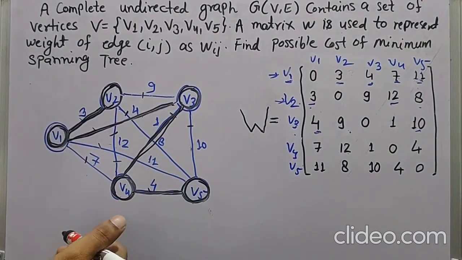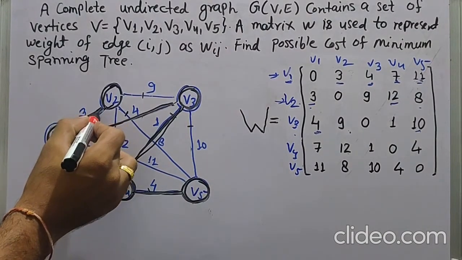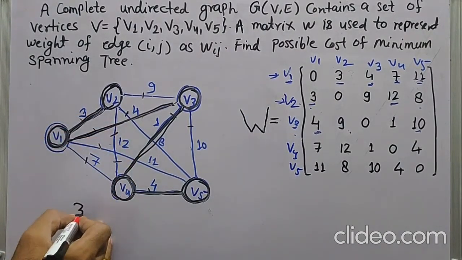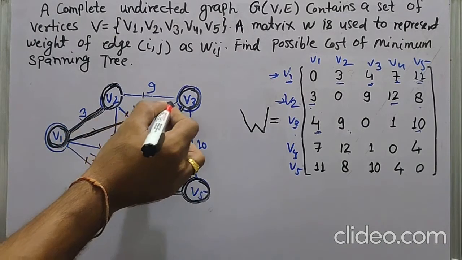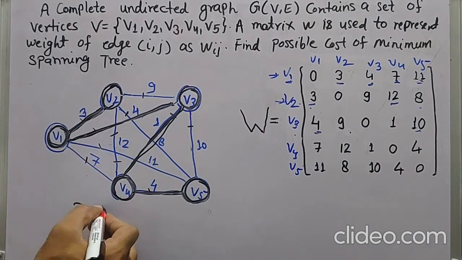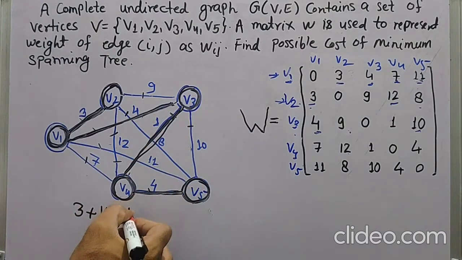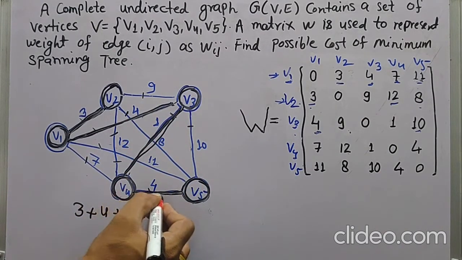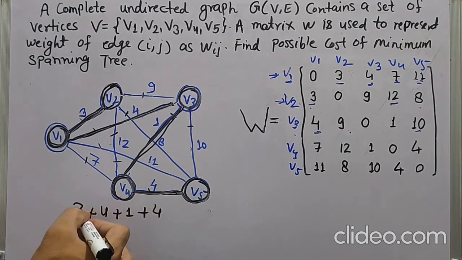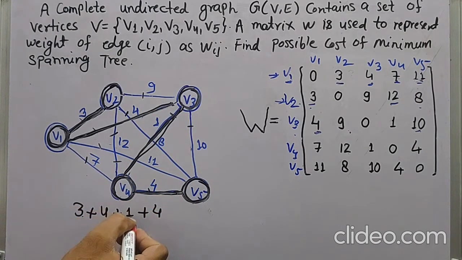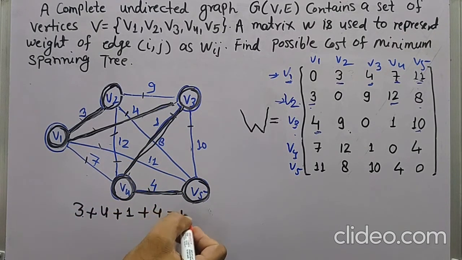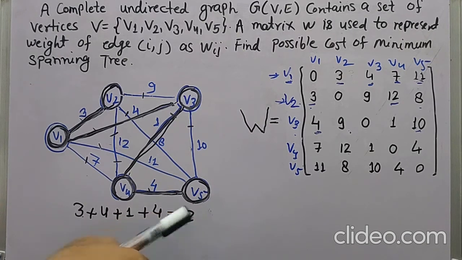Now what will be the cost? The cost will be 3 plus the weight of this edge, 4, plus the weight of this edge, 1, plus the weight of this edge, 4. So 3, 4, 7, 8, plus 4, 12. So the cost of this minimum spanning tree is 12.